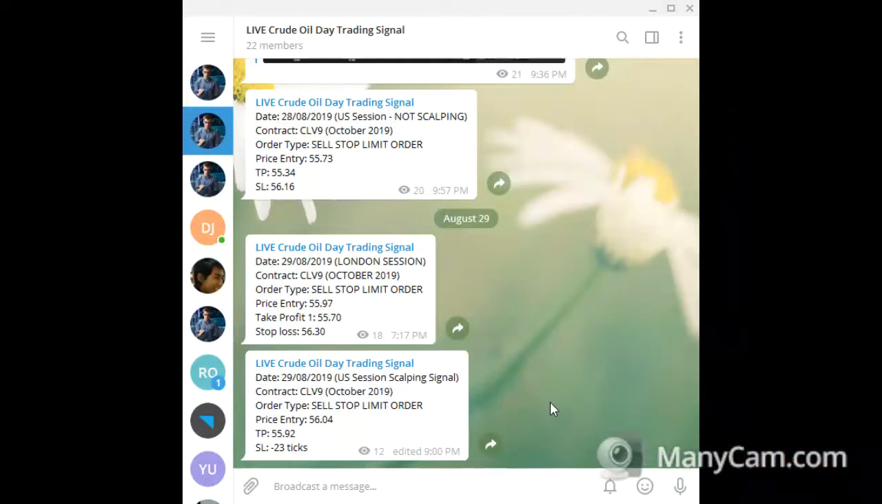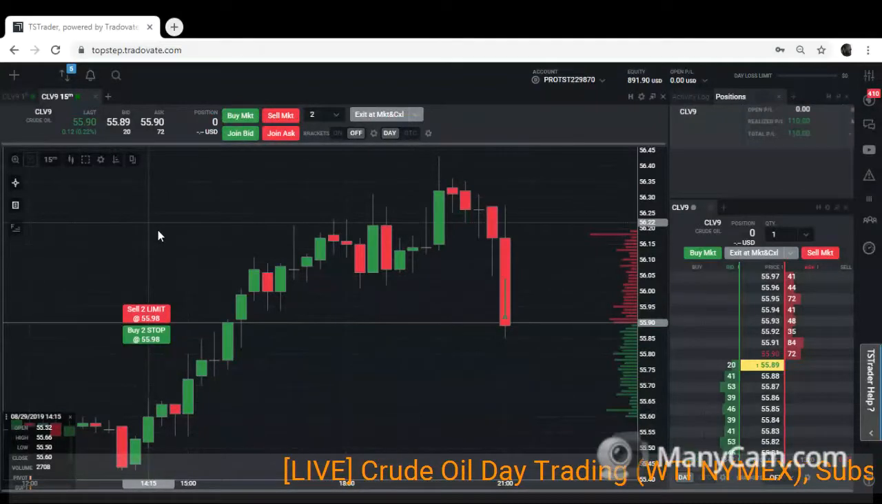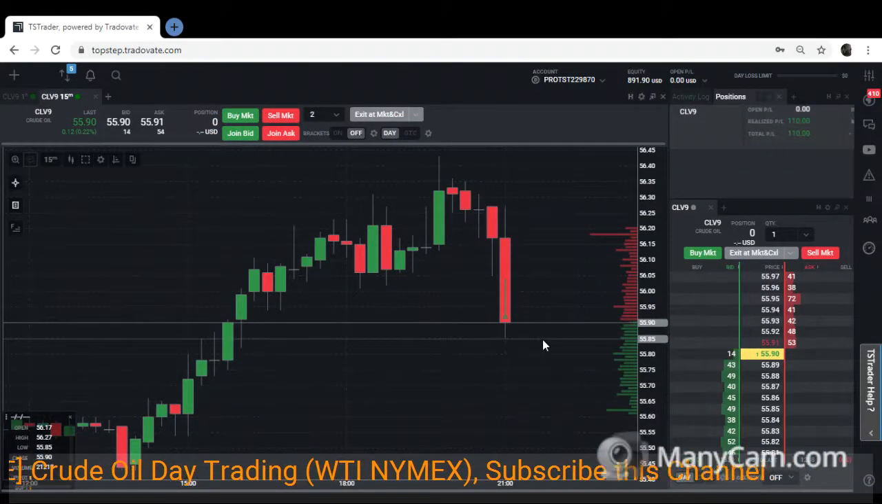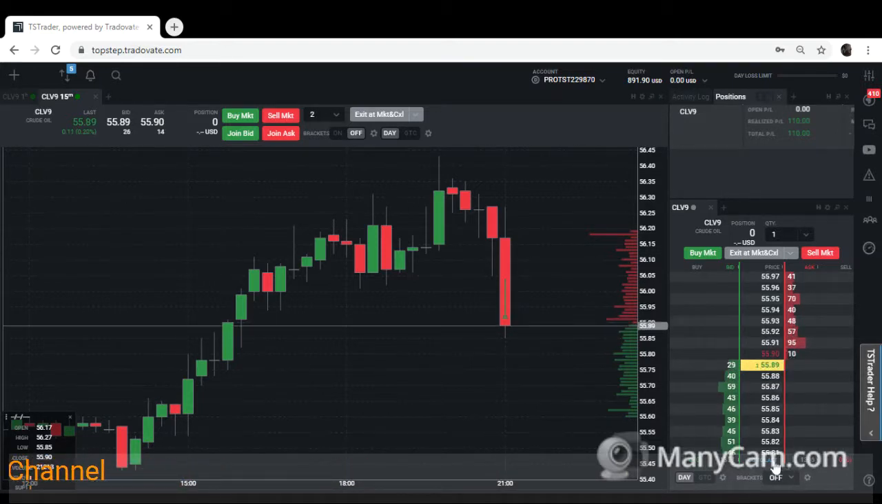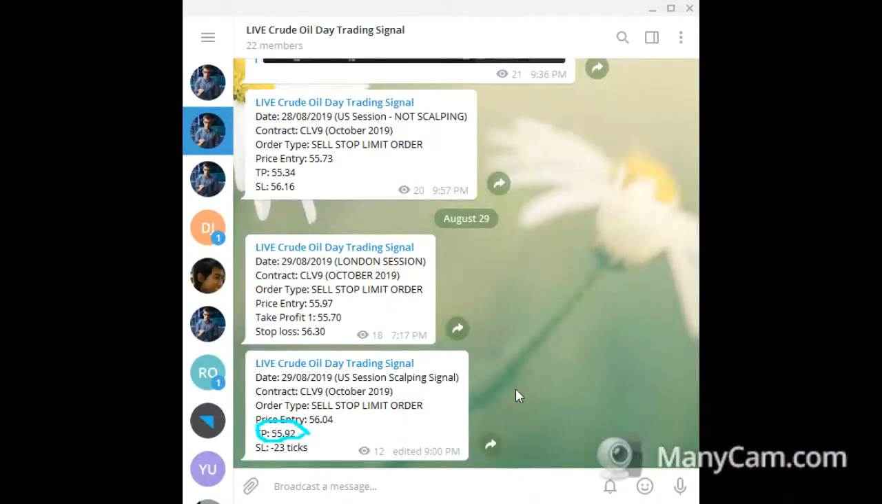As well, from my trading signal, I've made a small mistake here. I put TP at 55.92, but I accidentally put 55.93 on my chart. I'm sorry for that. It's nothing, both are still profit. So the London session TP is, let me check, should be at 55.70. It has also already triggered and entered the market, and it's a good thing.